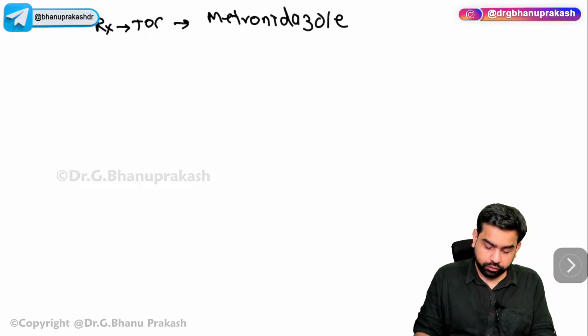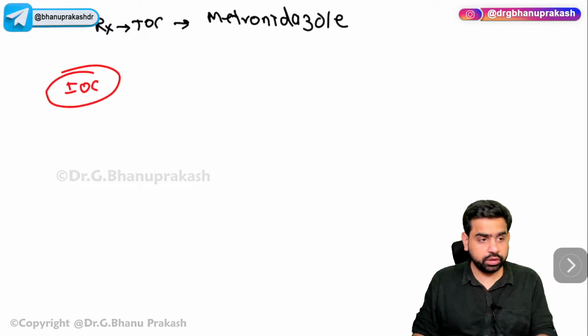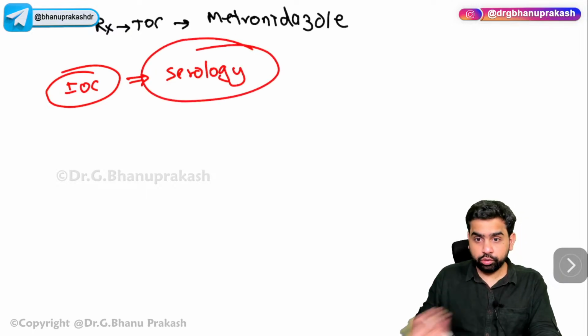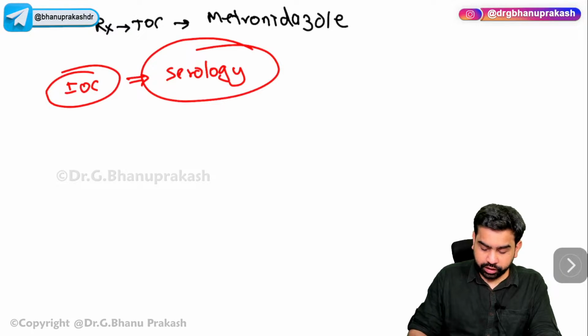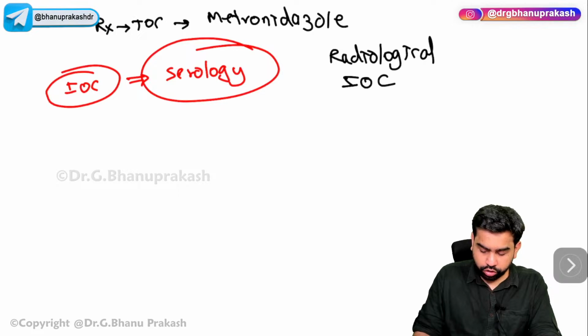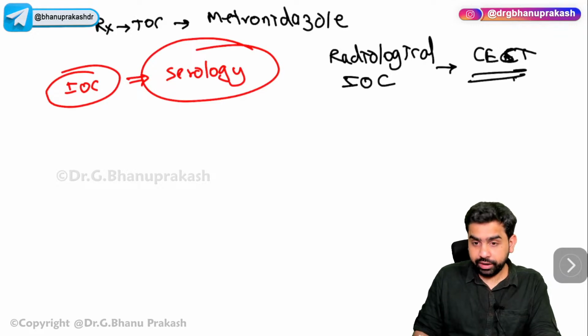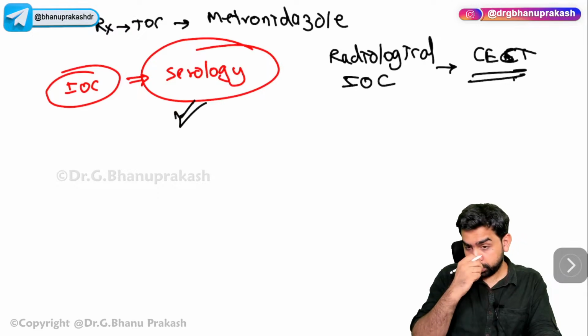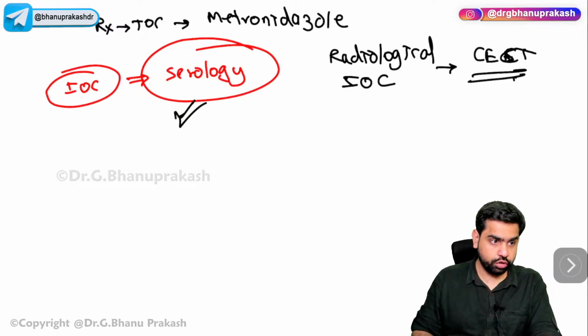Before we talk about the treatment of choice, if I ask you, what about the investigation of choice for the amoebic liver abscess? Can you please help me? The investigation of choice is serology, ELISA. Please do not mark it as a CT scan or any other thing. If they ask you what is the radiological investigation of choice, then the answer is going to be the CT. That's fine. But if they ask you overall, what is the investigation of choice? It is serology. I hope you are able to appreciate it.